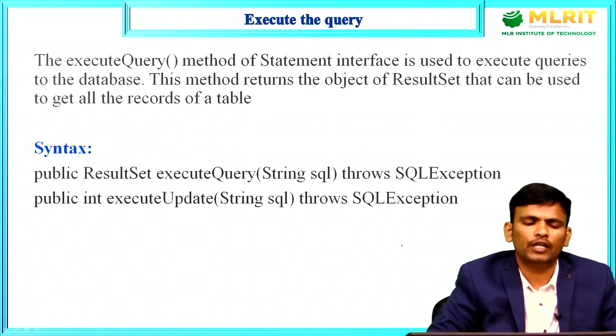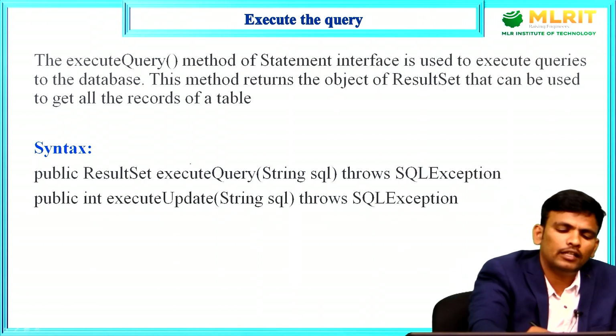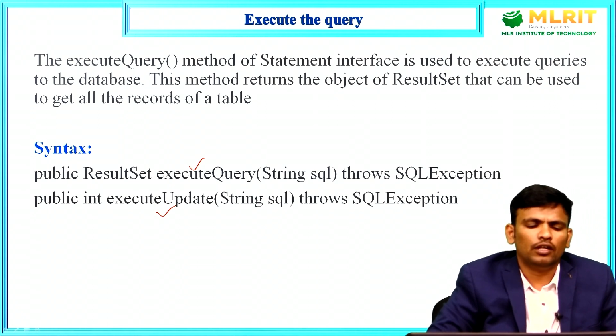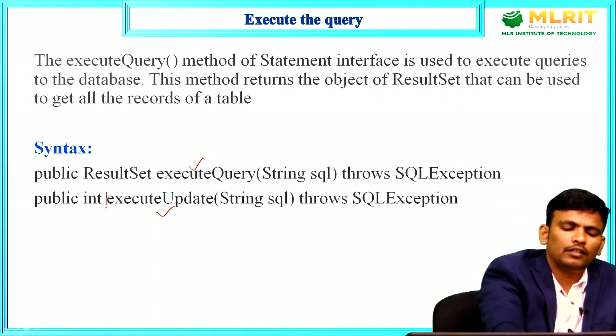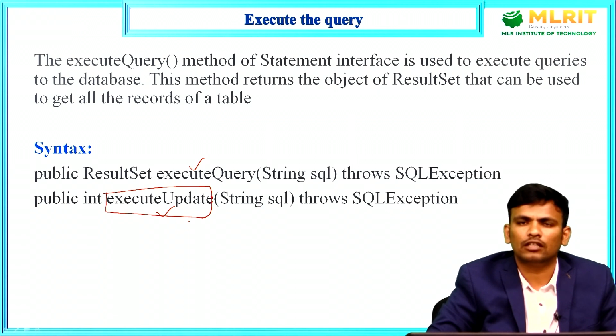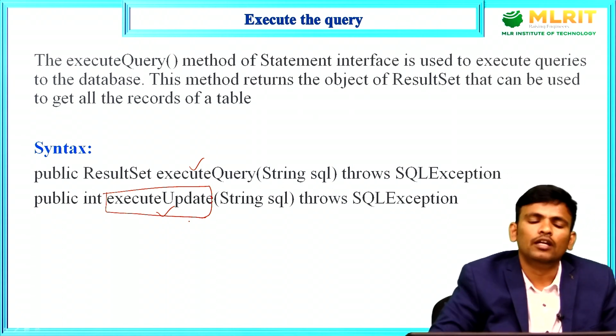So how can we execute it? Basically we will use two methods: one is the executeQuery method and the second one is the executeUpdate method. When do we need to use executeQuery and when executeUpdate? As the name suggests, update: if you are performing any updation on the table, like inserting the data, updating the data, or deleting the data, in such cases you need to use the executeUpdate method.